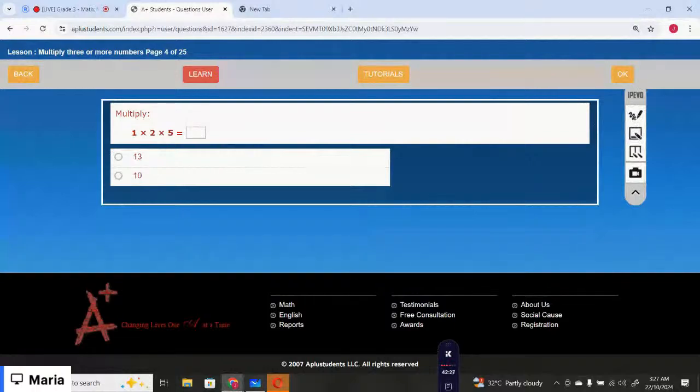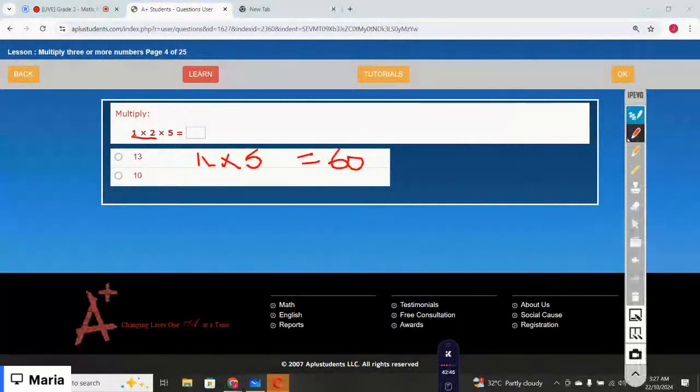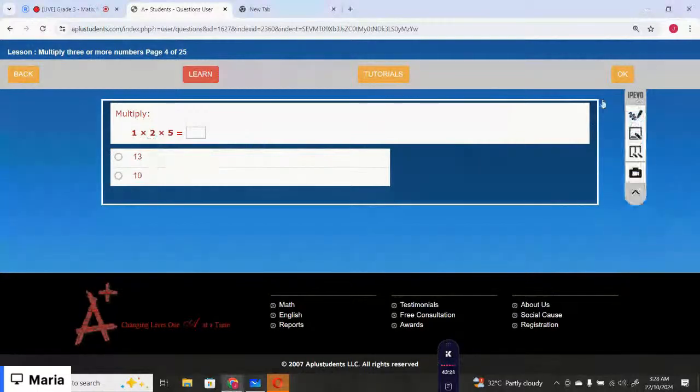Multiply 1 times 2 times 5, which is the correct option. So 1 times 2 is 2, and then 2 times 5 is the correct option is 10. Very good. Option number 2 is the correct option.